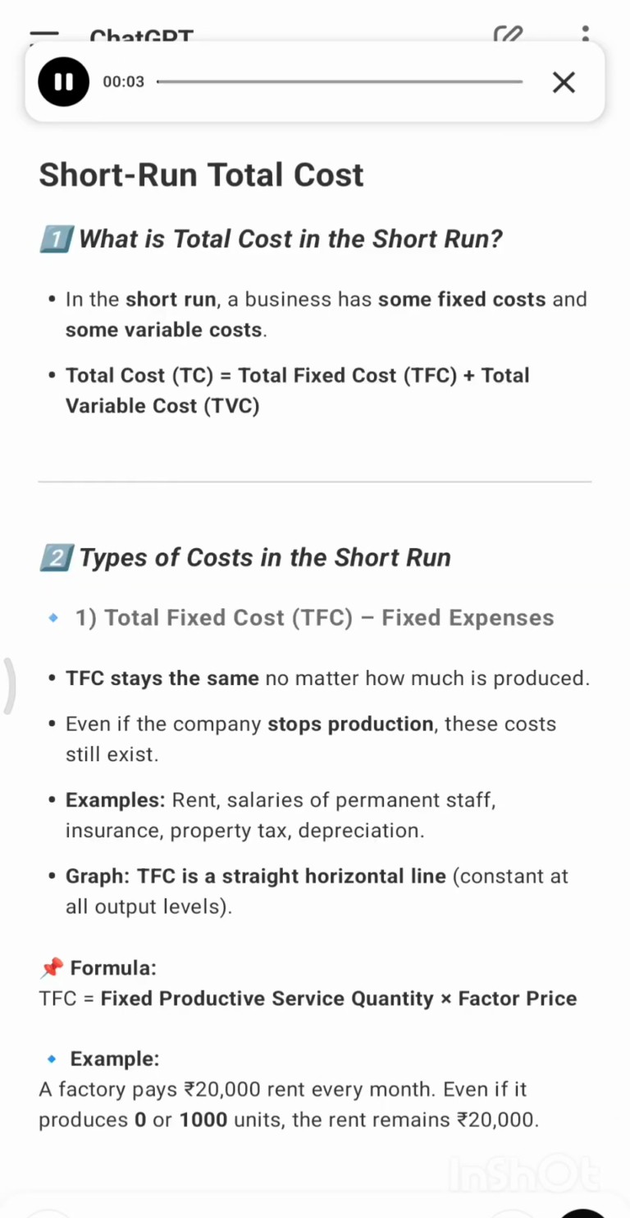1. What is total cost in the short run? In the short run, a business has some fixed costs and some variable costs. Total cost, TC, equals total fixed cost, TFC, plus total variable cost, TVC.